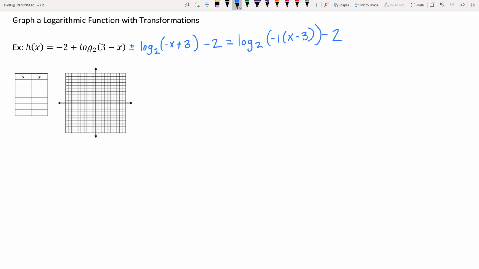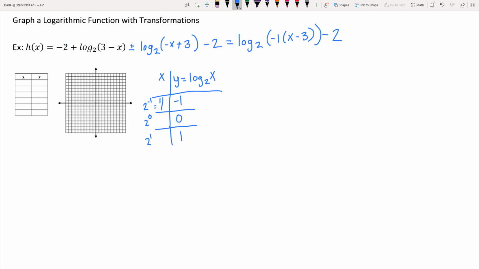The first thing to notice is that this is base 2, so your key points are going to be in terms of base 2. You have your x and your y, and your parent function is log base 2 of x. That's how you start off to determine your three key points. Remember, for a logarithm, you pick the y's to be -1, 0, and 1. And then your x's will be whatever your base is, which in this case is 2, raised to those powers. So 2 to the -1, 2 to the 0, and 2 to the first.